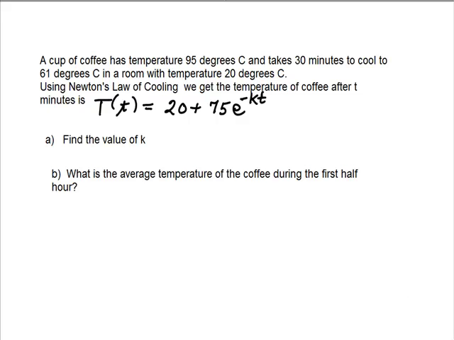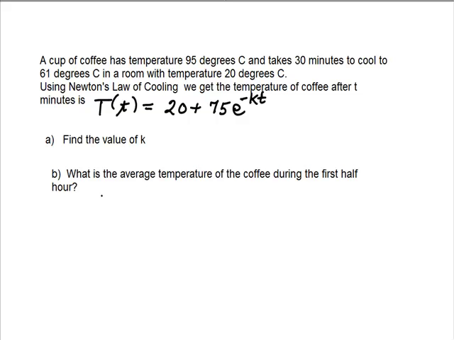So we have a cup of coffee that has a temperature of 95 degrees centigrade, and it takes 30 minutes to cool to 61 degrees centigrade in a room with a temperature of 20 degrees. And using Newton's law of cooling, which is given by this equation for this situation, A, we're going to find the value of K, and B, we're going to find the average temperature during the first half hour.